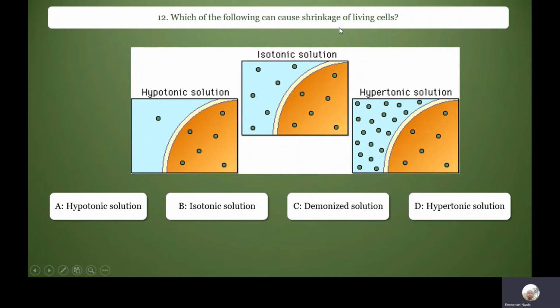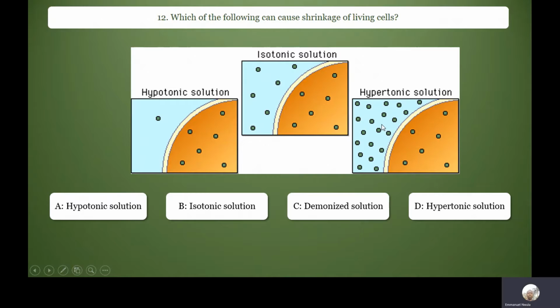Which of the following can cause shrinkage of living cells? That's number 12. The correct option here is D, hypertonic solution. When a cell is surrounded by a solution that has more solutes, the cell will start losing water to that solution. Hypertonic solution has more solutes than the cell.